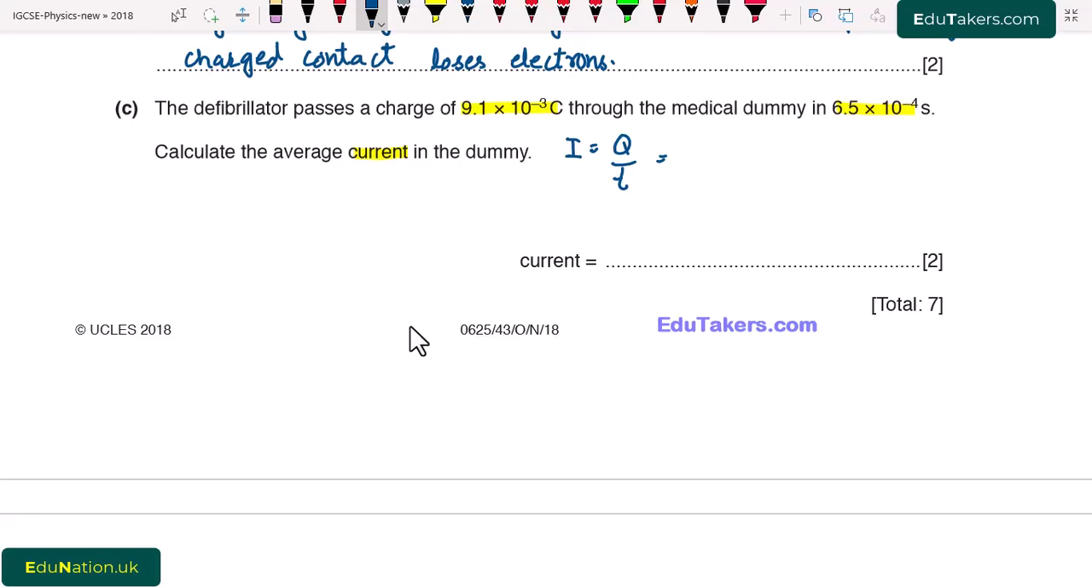Charge is given, that is 9.1 × 10^-3 coulomb, and time is 6.5 × 10^-4 seconds. So the value of current comes to be 14 ampere. I write here current is equal to 14 ampere.